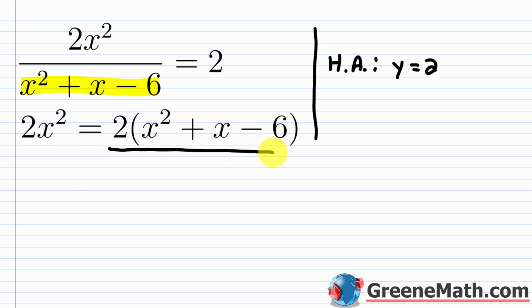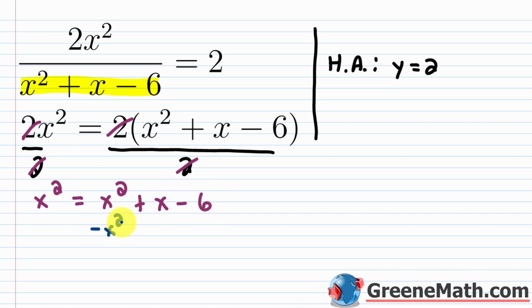I'm just going to divide both sides of the equation by 2, just to get rid of that and make it a little bit simpler. So this would cancel with this. I'm going to have x squared is equal to x squared plus x minus 6. Of course, you can subtract x squared away from each side of the equation. So this would cancel, this would cancel. Let's put a 0 over here. And so you would have x minus 6 is equal to 0.